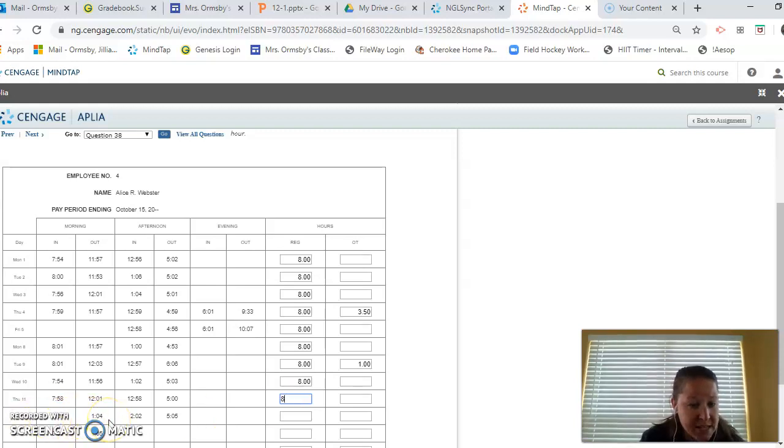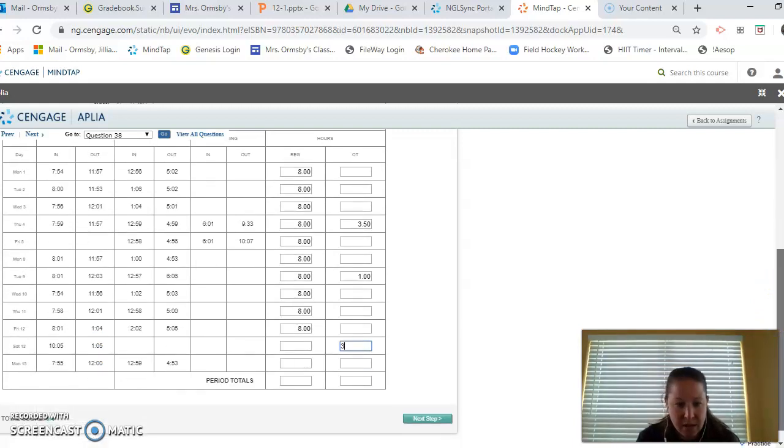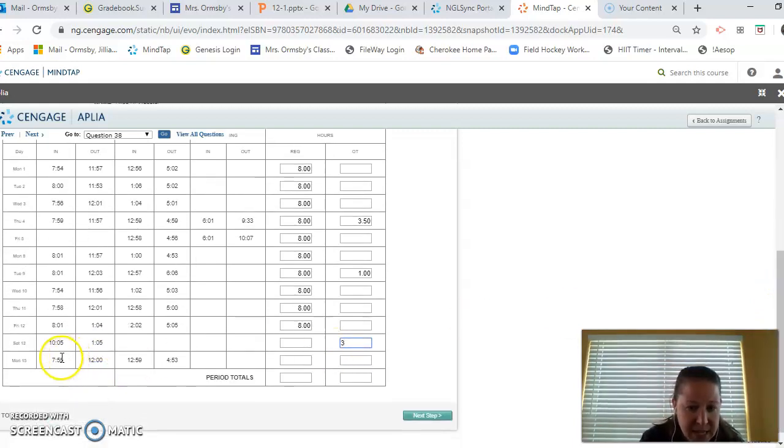8 to 1 is 5, 2 to 5 is 3, so again, that's still 8. Typically, working on a Saturday would be overtime hours. Again, this is going to be dependent on your company, but Saturday hours are going to give you 3 overtime hours. And then lastly, for this pay period, 8 to 12, 1 to 5 is going to be 8 hours.